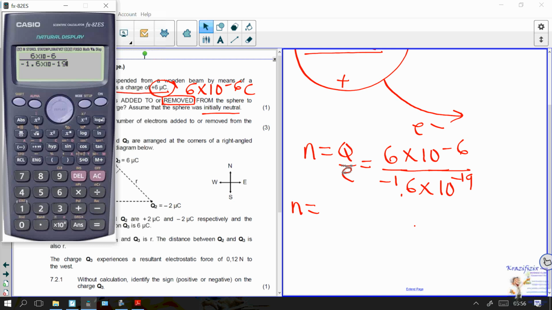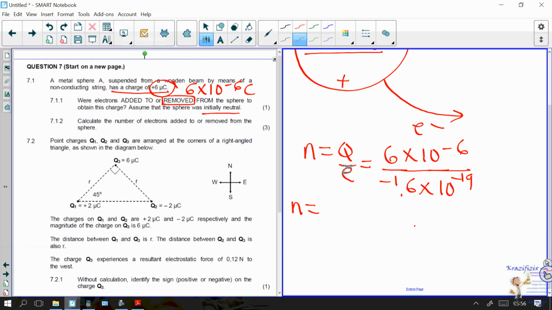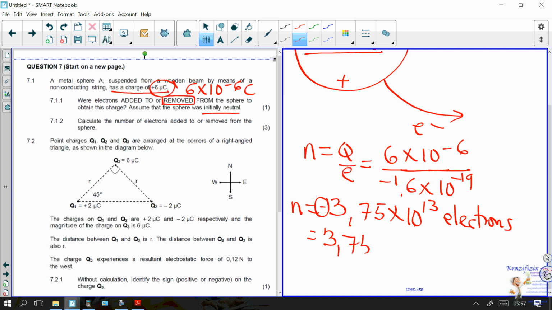What will my answer be? Negative 3,75. Remember, the negative is only showing you times 10 to the power 13 electrons. If I put a negative here, it's only showing us that electrons were removed. So the number of electrons removed is actually 3,75 times 10 to the power 13 electrons. That is what was removed.